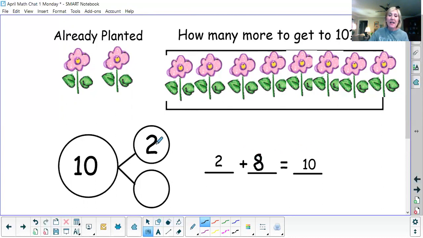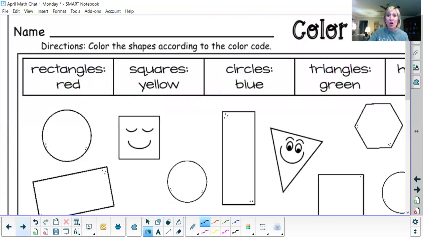And we can look at it in a number bond too. One of the parts was 2. That was the part he had already planted. And we wanted to know the other part he needed to plant. Well, we figured it out. He needed 8 more. 2 and 8 together make a whole of 10. Yay! Good job. So now we've done our math chat. Congratulations, that is so awesome.